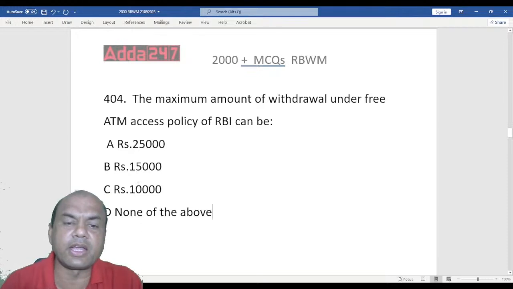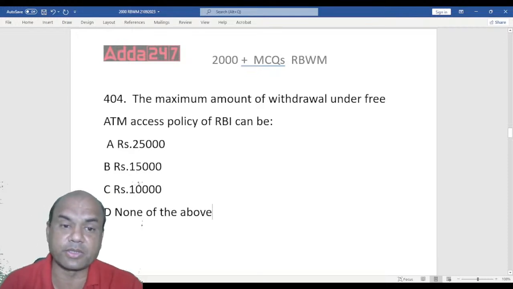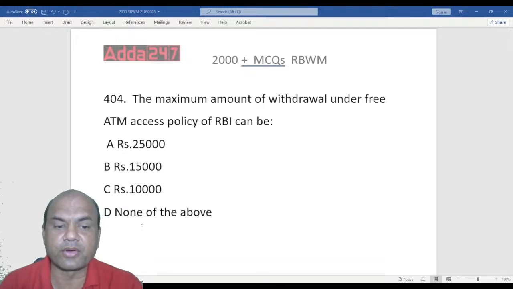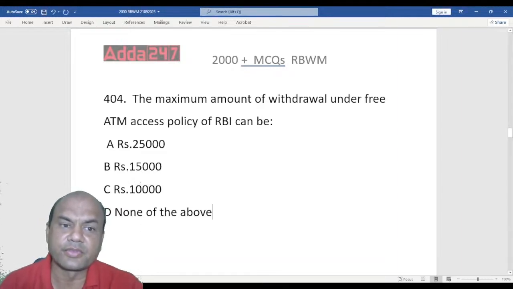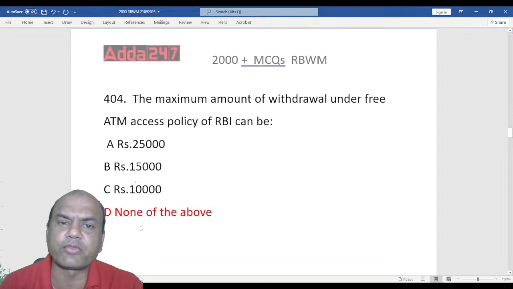So under free ATM access policy, what is it? Free ATM access policy. Yeah, what do you think? Correct? None of the above, obviously, because there is nothing now. Nowadays, banks are free to give their own withdrawal limits. Right? Banks are free to give their own withdrawal limits. Nobody can stop any bank.